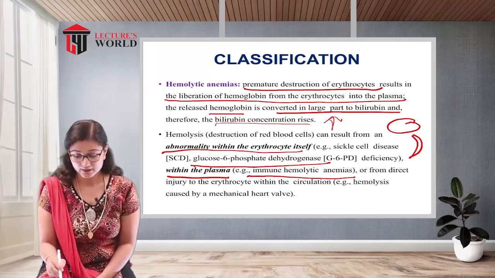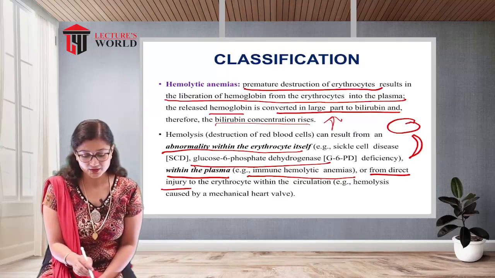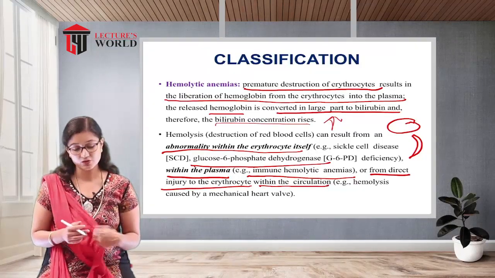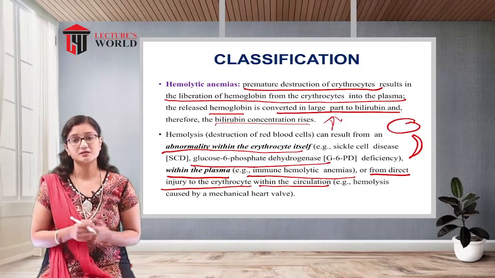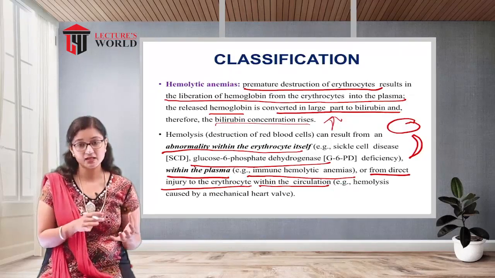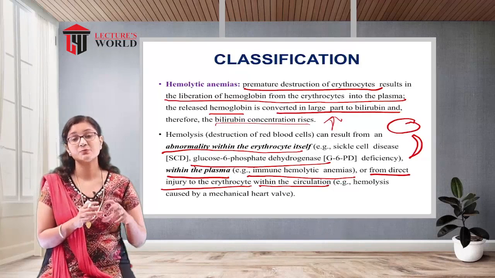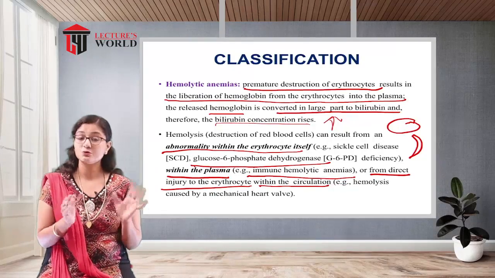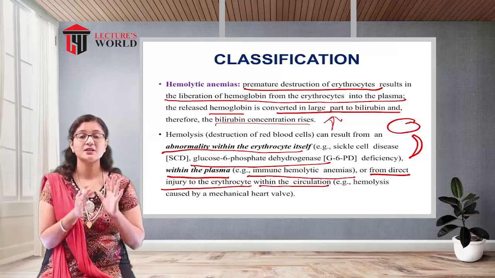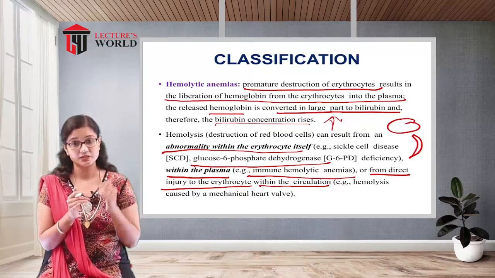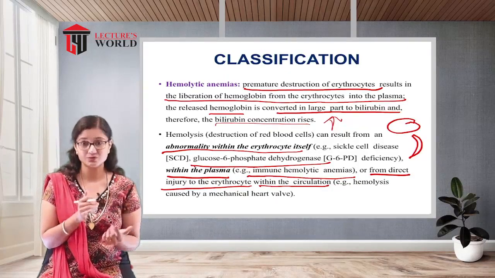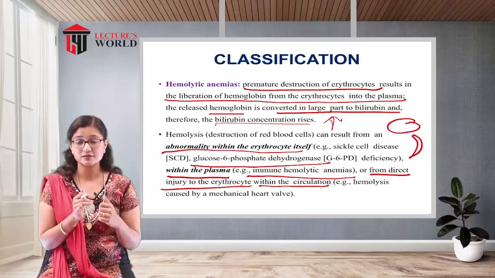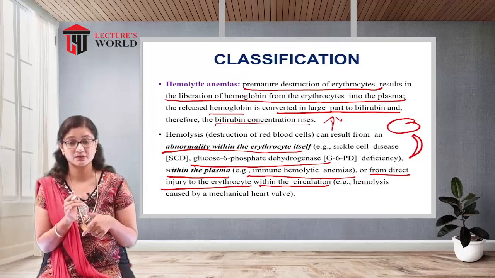Okay, next is direct injury to the erythrocyte within the circulation, that is hemolysis caused by a mechanical heart valve. Now what is a mechanical heart valve? It is nothing but a prosthetic heart valve. If you know your heart valves, we have AV valves, that is atrioventricular valves, and we have semilunar valves, that is the aortic and pulmonic valve. AV valves are the mitral and tricuspid valve.